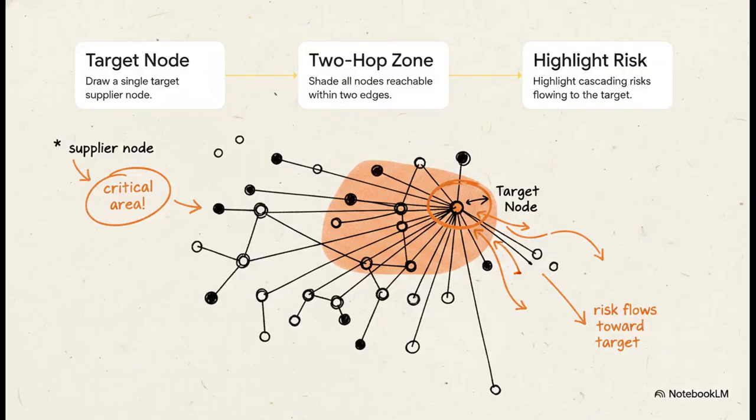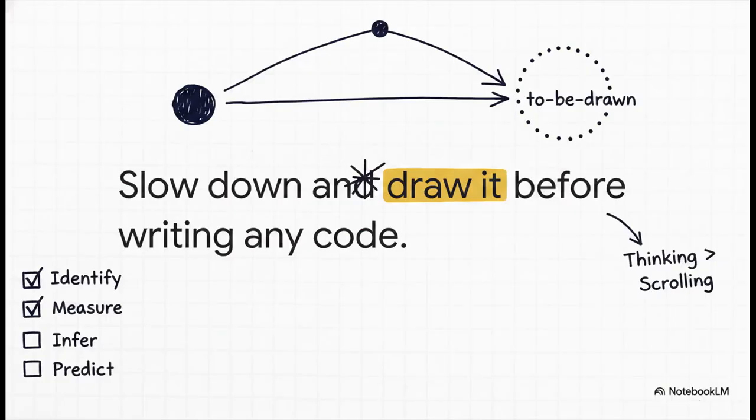When we draw out a target node and shade in its 2-hop neighborhood, meaning everything you can reach within 2 edges, we realize something crucial. The neighborhood often carries way more predictive signal than the node itself. You can almost see that cascading risk flowing right toward the target in burnt orange. Now, to truly master these 4 professional skills, identify, measure, infer, and predict, you really have to slow down. We rely heavily on the sketch before code methodology. Remember, this is a thinking course, not a scrolling course.